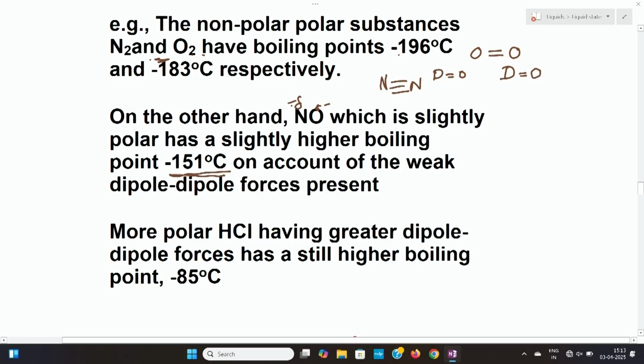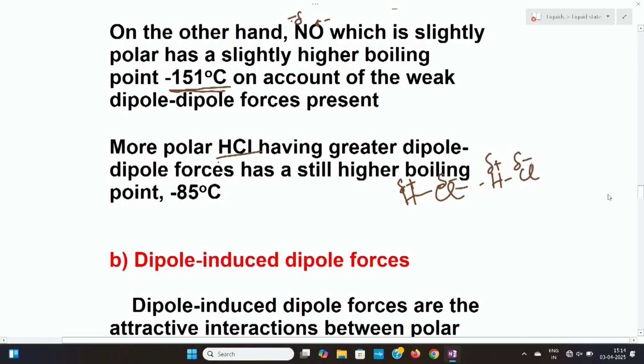Another example is the more polar HCl molecule. As we saw earlier, this is a polar molecule, where chlorine has partial negative charge and hydrogen has partial positive charge, and the dipole-dipole forces are higher. Since the dipole-dipole forces are higher, HCl has a higher boiling point, minus 85 degrees Celsius. Okay, this is about dipole-dipole forces.